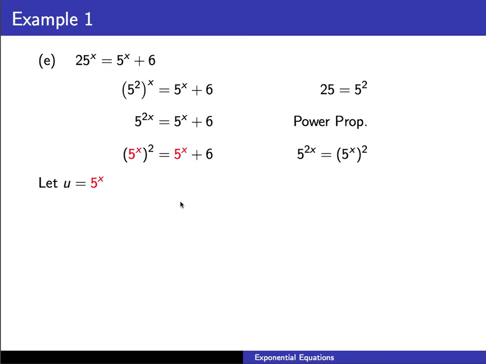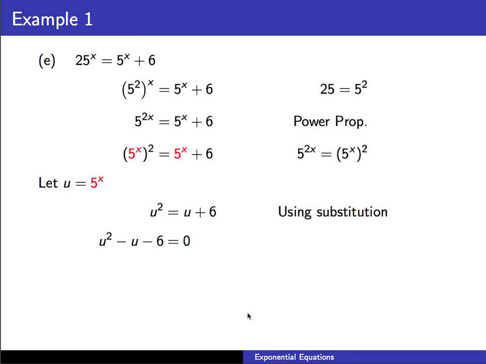like equations solved in the past. So if we say u is equal to 5 to the x power, then using substitution, we'll get u to the second power equals u plus 6, which then we can subtract the u and subtract the 6, get it equal to 0, and solve it. We'll get u is negative 2, and we'll get u is positive 3. Now, it's important to note that these are the values for u. These are not the values for x. So when we use substitution, we now have to go back and plug in this negative 2 for u, and then plug in this 3 for u as well.